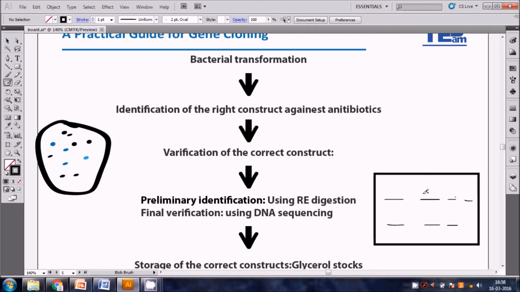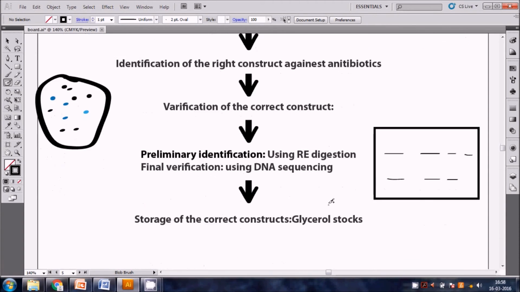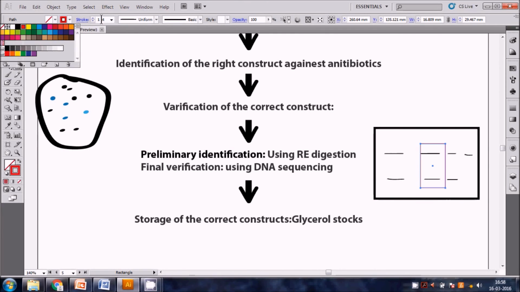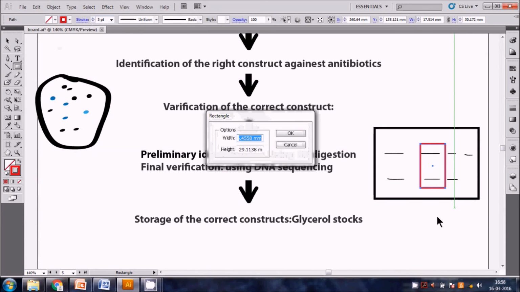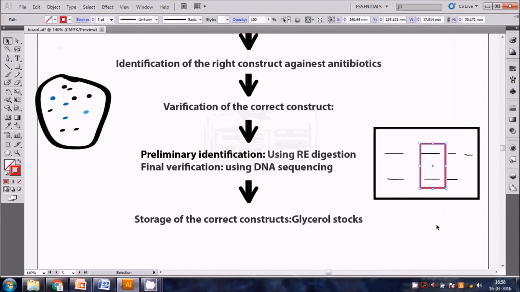You will take these 3 DNAs, and do the final verification using DNA sequencing. Maybe after DNA sequencing you will get to know that this is the one which is the correct construct for you. So this one is confirmed. Clone 2 is the correct construct, and then you will prepare the glycerol stock of this clone, and then you can store it forever for further experiments.